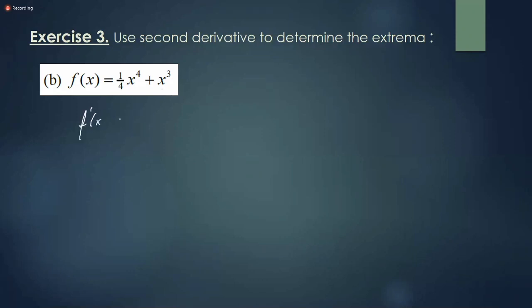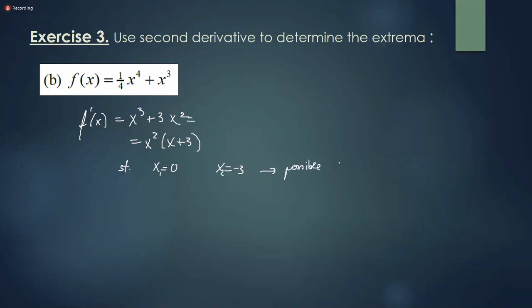Okay, let's use the second derivative test. So we do the first derivative. It is x cubed plus 3x squared. That means x squared times (x plus 3), the first derivative. So we see that the stationary points are x is 0 and x is minus 3, two of them. These are possible extremum points. Possible minimum or maximum points. Not necessarily, but possibly, they might be minimum or maximum points.